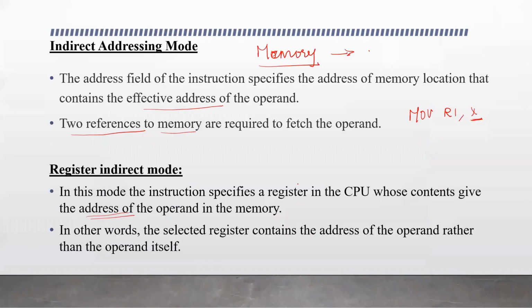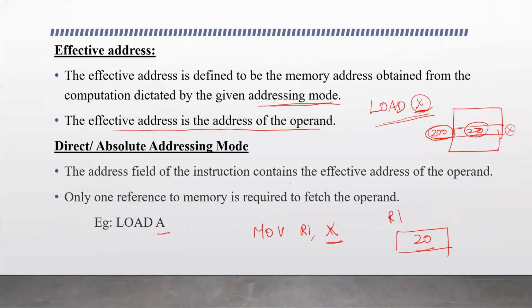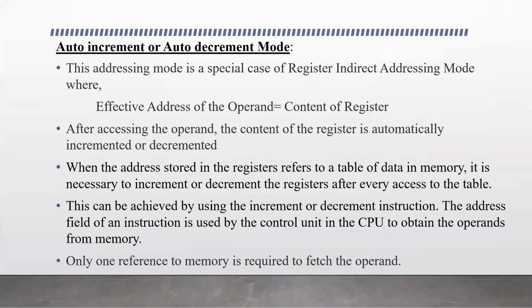So that's about indirect addressing mode. We learned about direct addressing and indirect addressing. Another addressing mode to discuss here is auto increment or auto decrement mode. In this mode, the address will get automatically incremented or automatically decremented depending upon the requirement.